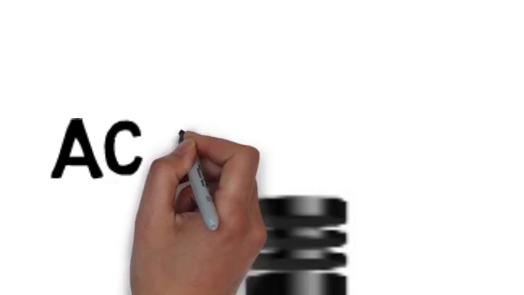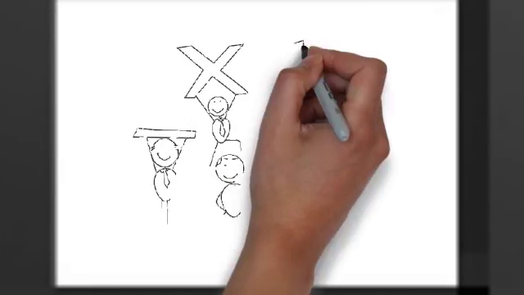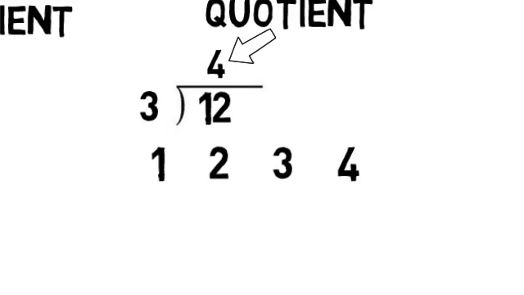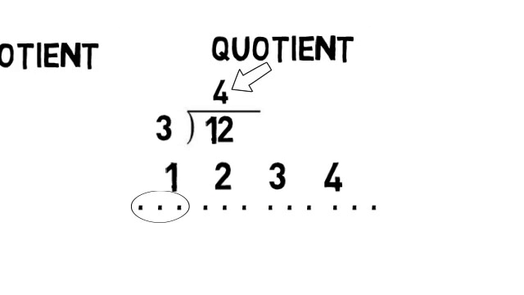The last department is the accounting department. This department keeps track of how many groups we were able to make. We call it the quotient. If we're able to make 4 groups of 3 from 12, we report this number to the quotient. The quotient keeps track of how many groups we made.